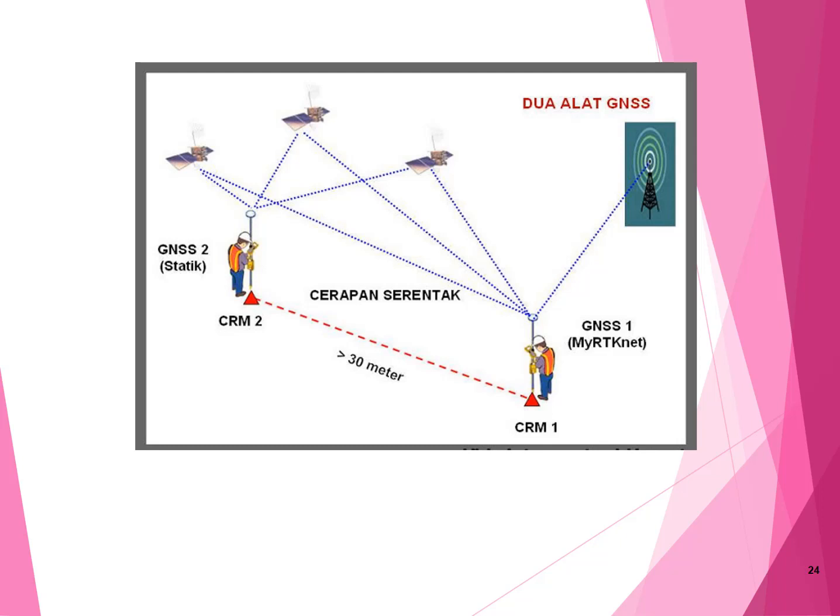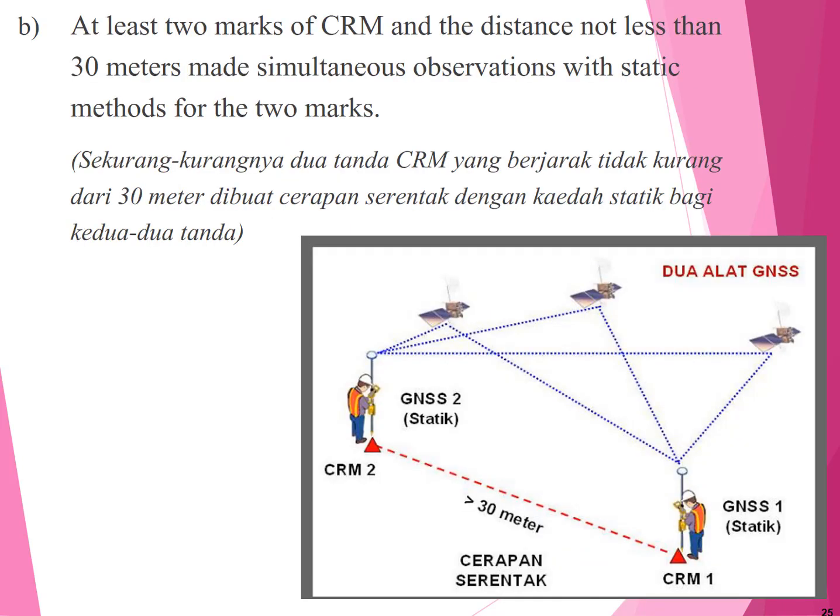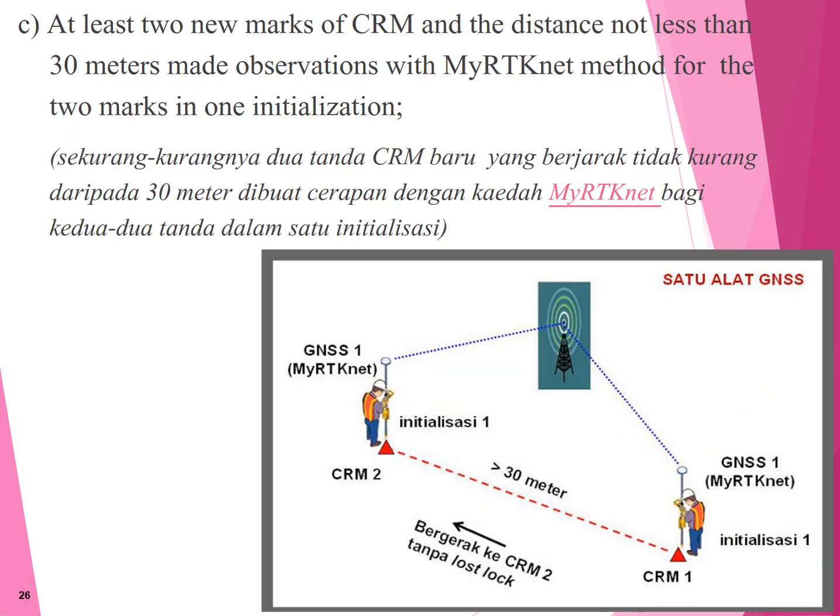B. At least 2 marks of CRM and the distance not less than 30 meters make simultaneous observations with static methods for the 2 marks. C. At least 2 new marks of CRM and the distance not less than 30 meters make observations with my RTKNet methods for the 2 marks in one initialization.